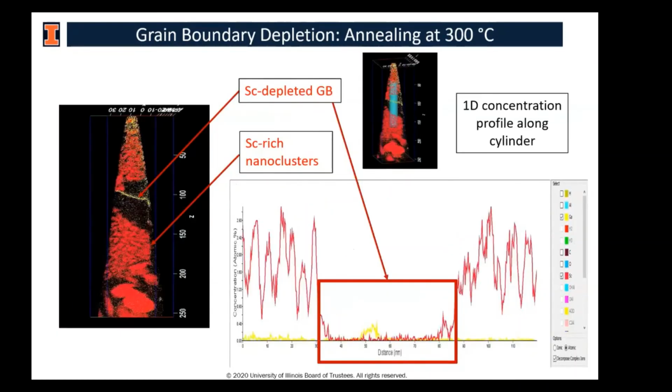Annealing at 300 degrees C produces a significantly higher diffusivity in the bulk, about 30 nanometers, and along the grain boundaries. The depletion region near the grain boundaries grows from 2 nanometers to approximately 20 nanometers, and there are scandium-rich precipitates that form there. Inside the aluminum grains, the scandium is diffused and forms scandium-rich nanoclusters.